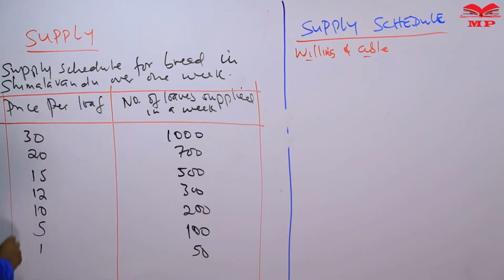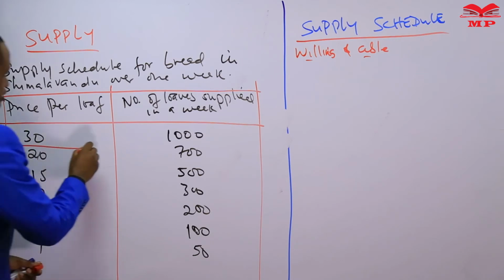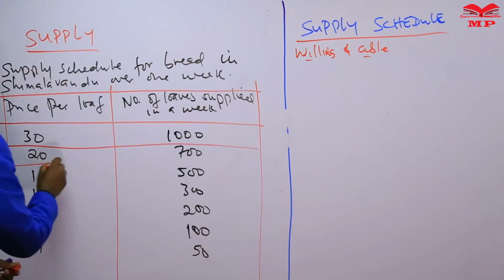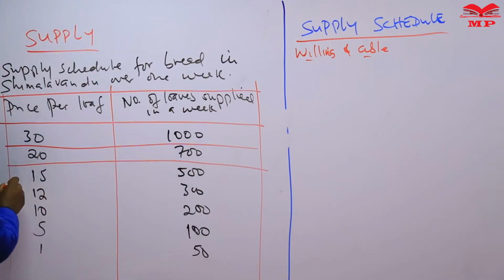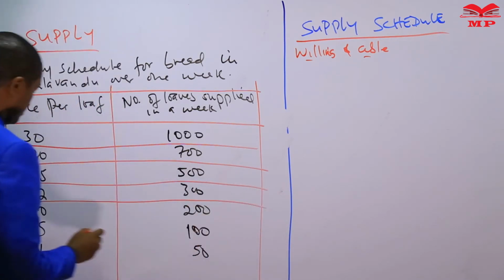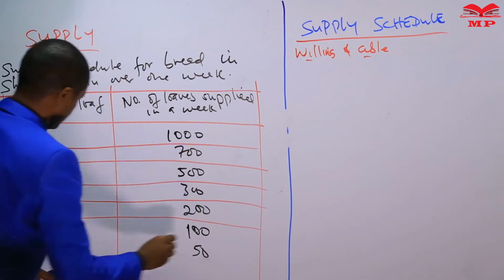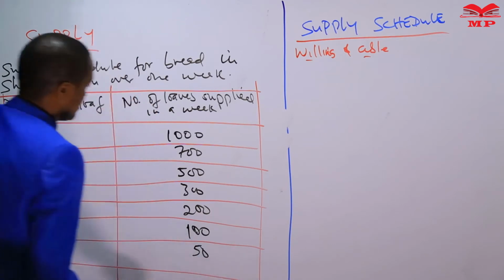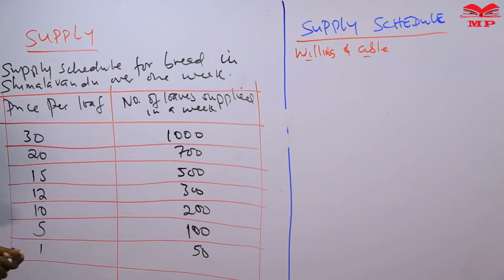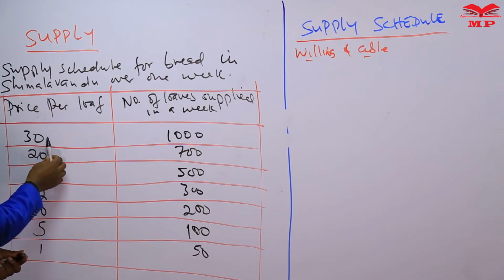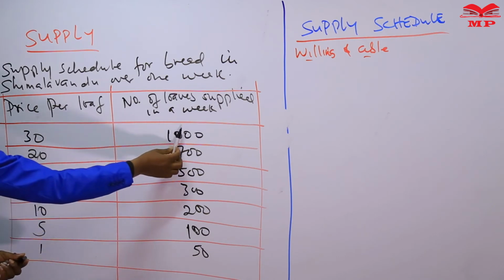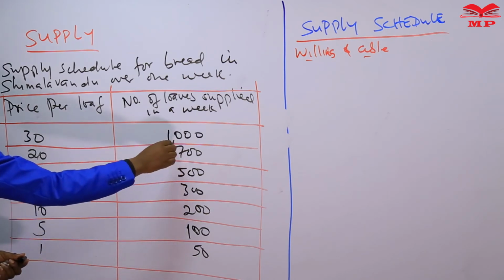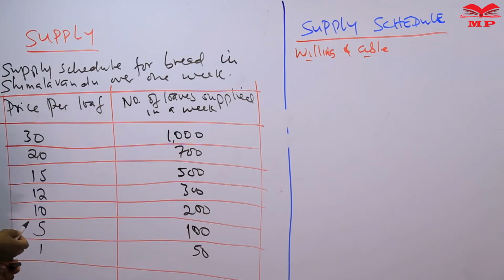So this is a supply schedule. You can see here when the price is 30 shillings, that is the highest. When the price is 30 shillings, the number of loaves supplied in a week is 1,000. 1,000 loaves will be supplied in Shimalavandu.